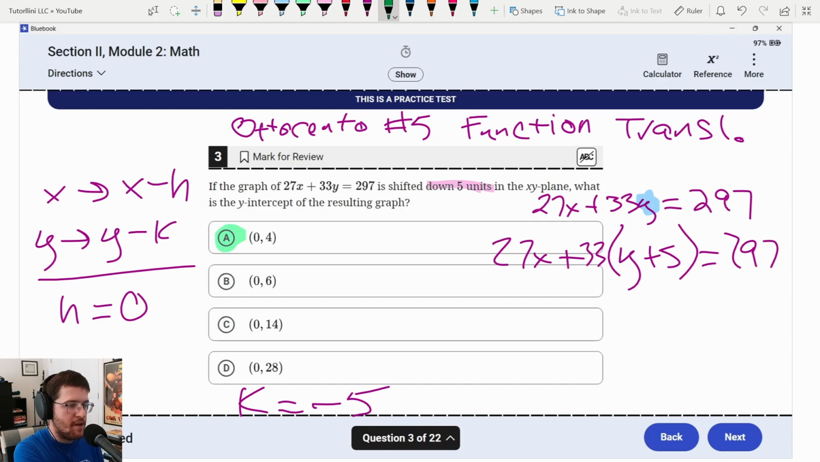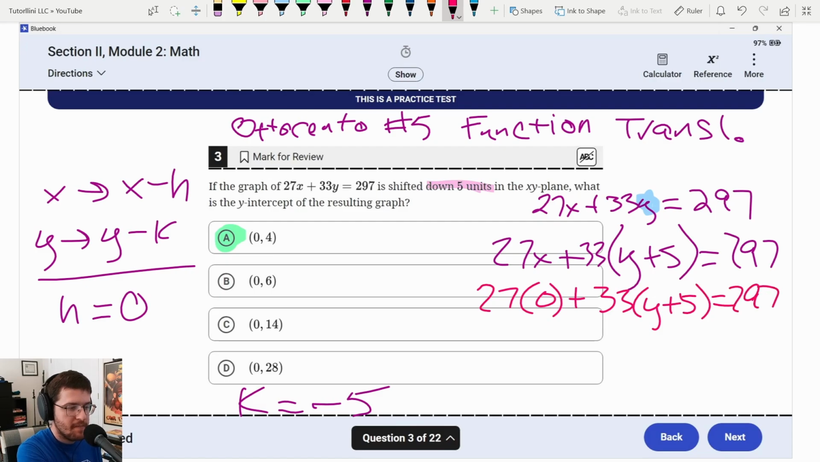And now to find the y-intercept, we plug in x equals 0. So I'm going to do 27 times 0 plus 33 times y plus 5 equals 297. And this goes away, 33y plus 165 equals 297. And now I just solve this equation.